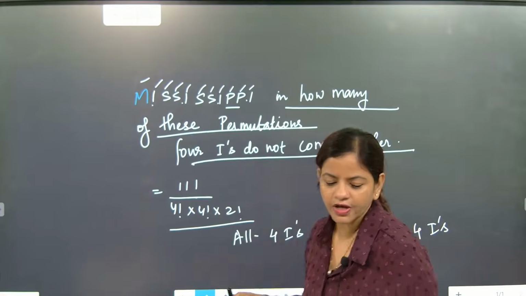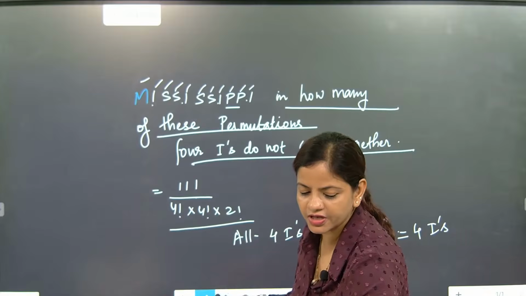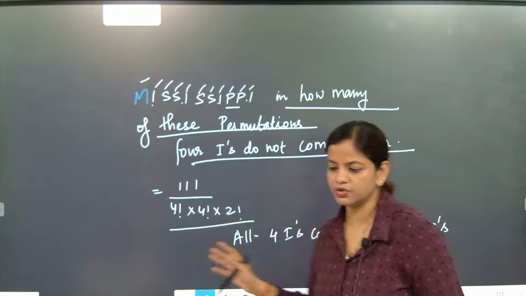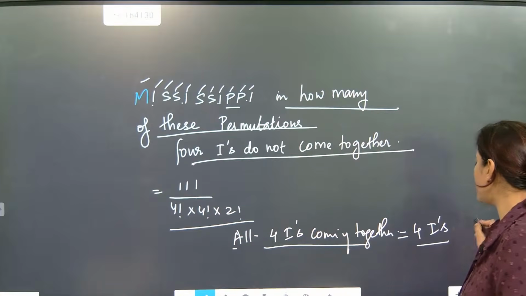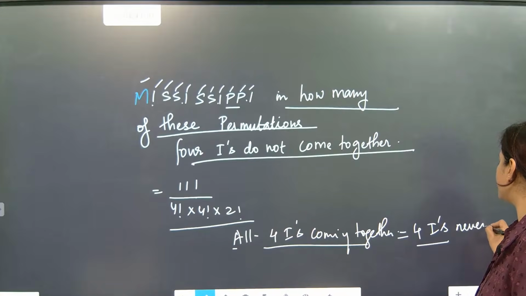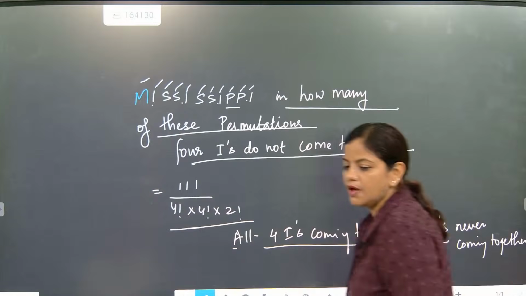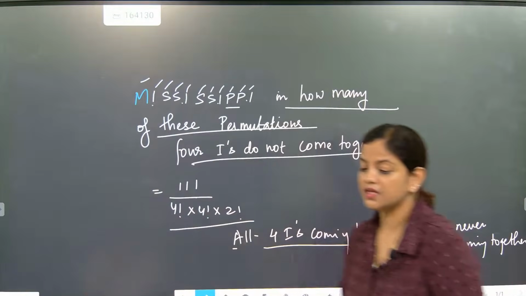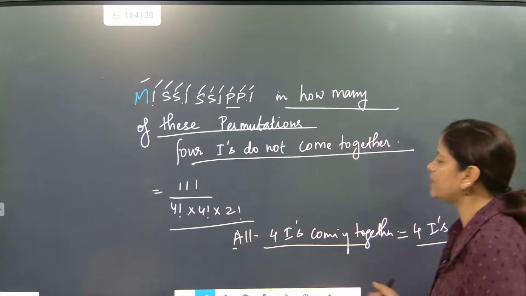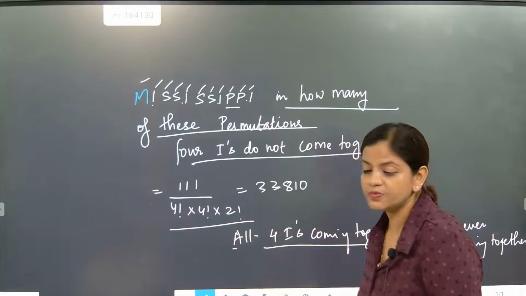Now look here. The most important thing is that when you are writing like this, please pay attention. Here, all minus the 4 I's coming together gives the 4 I's never coming together. So for the 4 I's coming together, 33810. Absolutely correct, Rudra. The correct answer coming here is 33810.